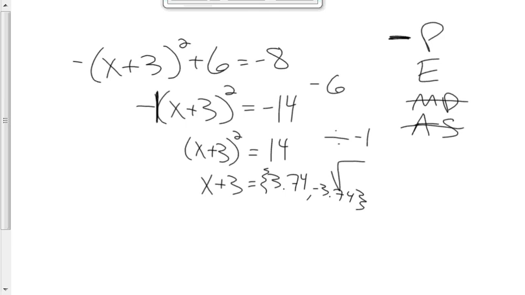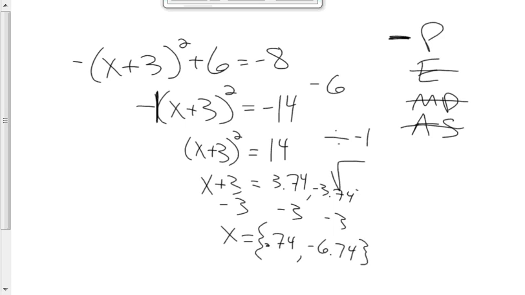And then now that we're done with the exponent, we can then go into the parentheses and subtract the 3. So I shouldn't have put those squiggly curly brackets yet. So then we can subtract the 3 to get that x is 0.74 and negative 6.74. So whenever solving an equation with a single x, you're just working from the bottom of PEMDAS up.